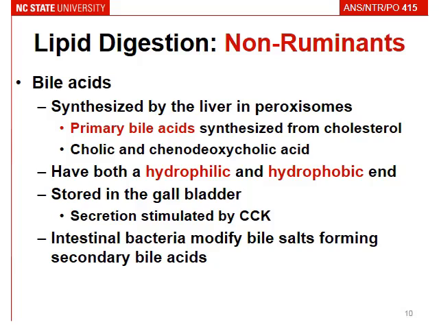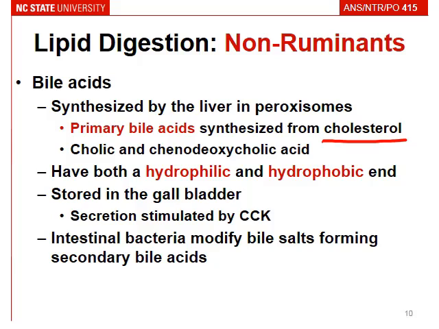I have mentioned bile salts or bile acids a decent amount throughout this class so far, but we haven't really explained what bile acids are. So bile acids are synthesized by the liver in the peroxisomes, and we have primary bile acids, and this is synthesized from cholesterol. So as I mentioned in the previous lecture, cholesterol is a precursor for our primary bile acids or bile salts.